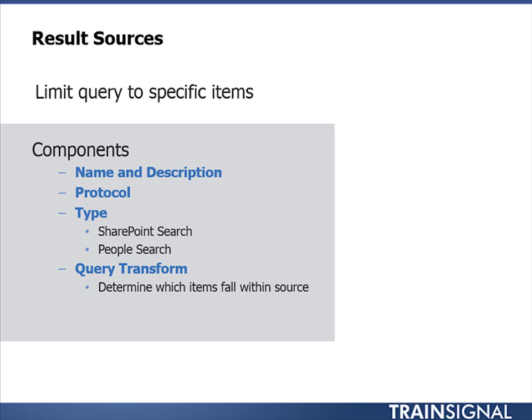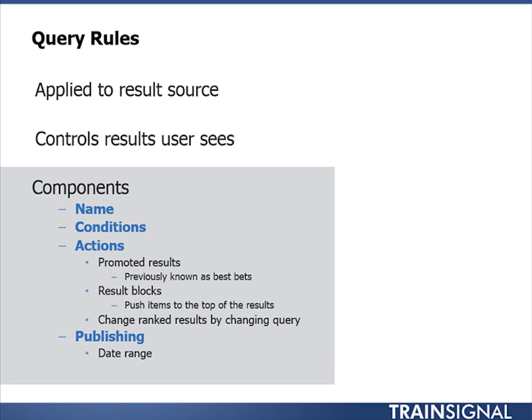Now, our result sources are going to be containers for rules. And our rules are going to control the result set that the user actually sees. Inside of a rule, we're going to have the name, the conditions that need to be met to kick off that rule, and then the actions. And our actions are going to give us the ability to either promote results, usually in the past known as best bets, gives us the ability to put an item up at the very top, set up result blocks, which allow us to, inside of the current result set, move items up. And then finally, last but not least, we can also go in and change the ranked results by changing the query itself.